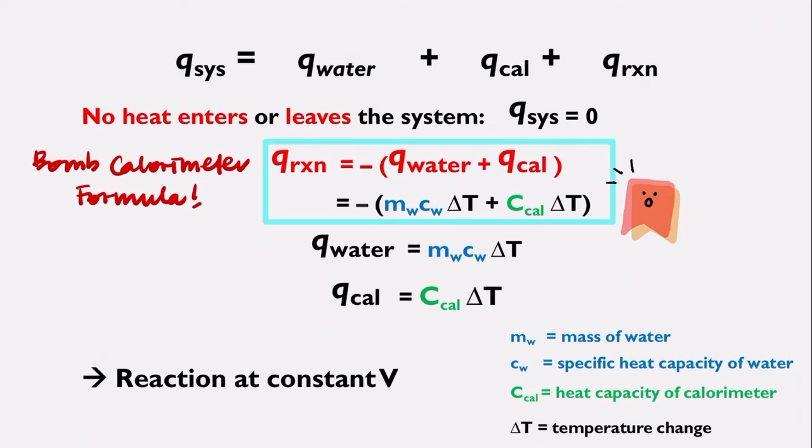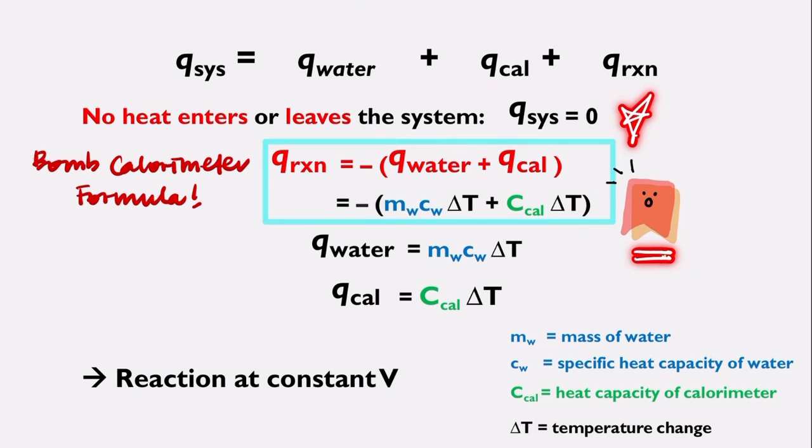Therefore, we will rearrange the formula to get the heat change of our reaction. It will be negative Q water, Q cal. So the heat released by your reaction will be absorbed by water and calorimeter. For water, we will use mcθ. So this will be mass of water, specific heat capacity of water, and delta T, temperature change. And this one, just like before, heat capacity of calorimeter and delta T. So this is important as well.